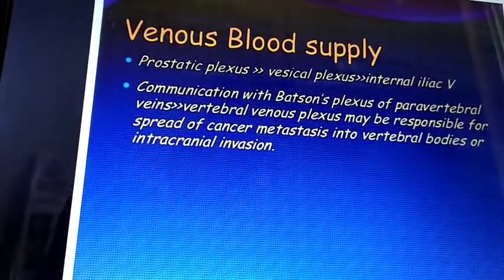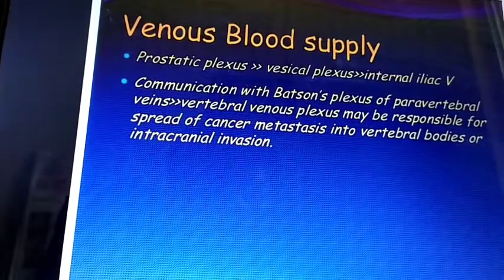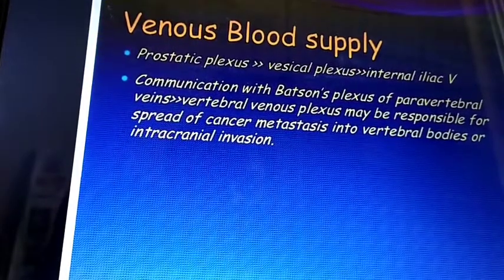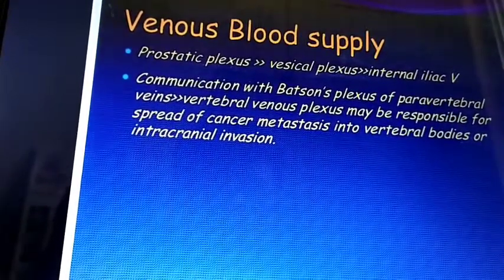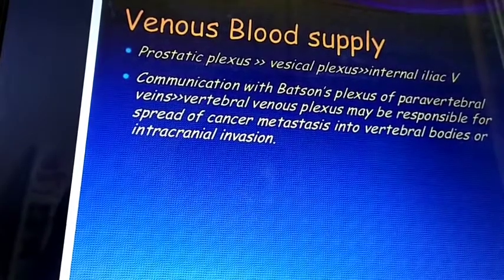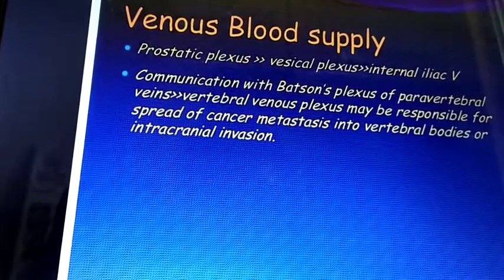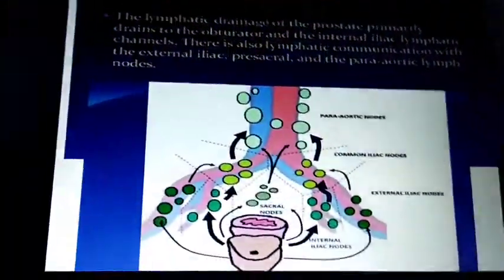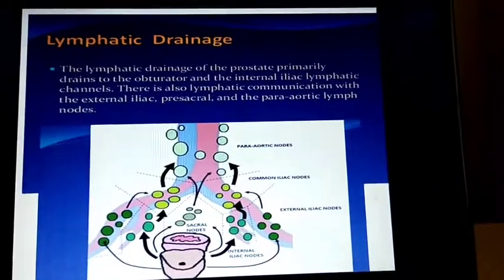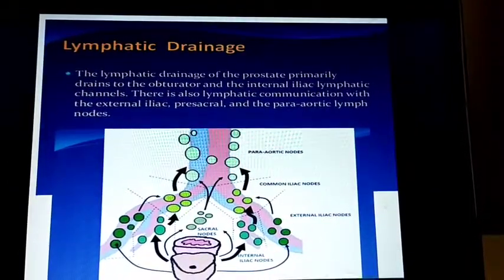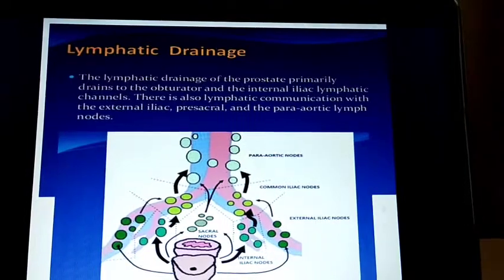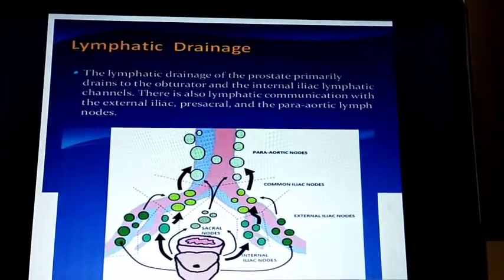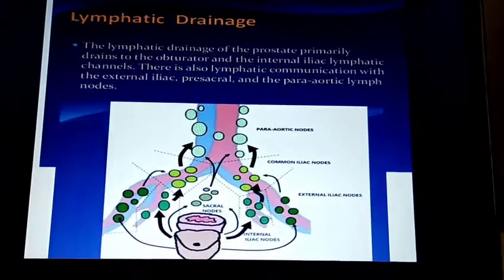The prostatic plexus drains into the vesical plexus, which drains into the internal iliac veins. Another route is Batson's plexus of paravertebral veins, which drains directly into the vertebral venous plexus and may be responsible for the spread of cancer metastasis into the vertebral bodies. Lymphatic drainage of the prostate is primarily into the obturator and internal iliac lymphatic channels. There are also lymphatic communications with the external iliac, presacral and para-aortic lymph nodes.